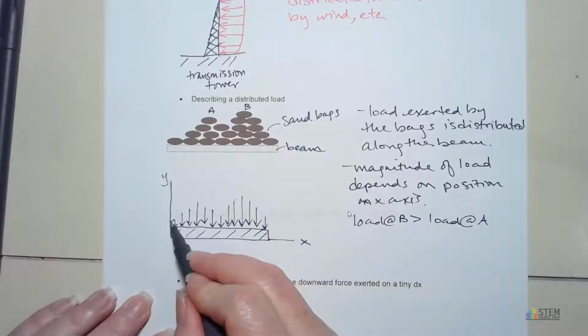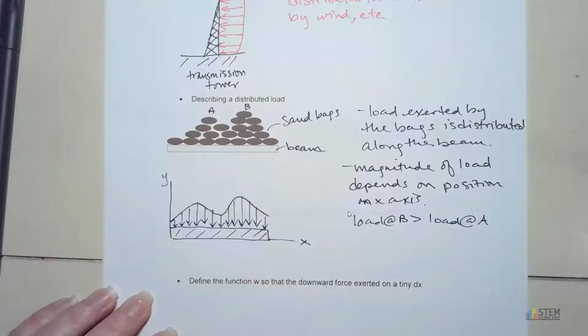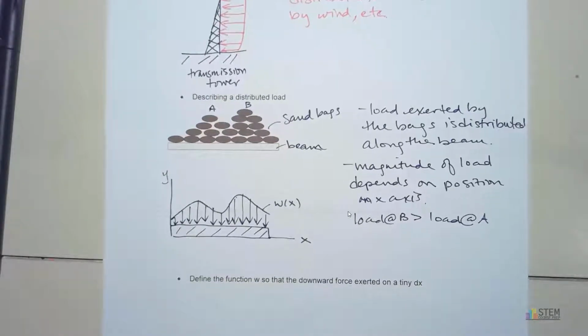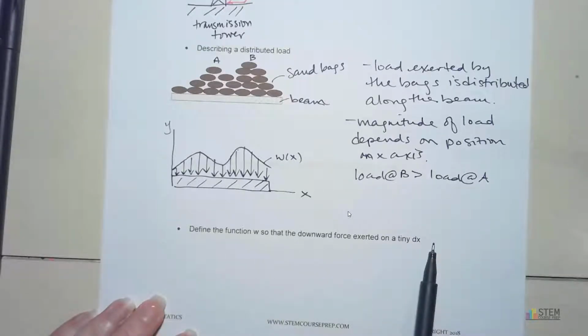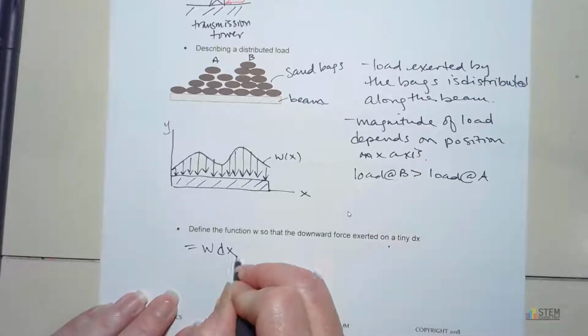Now, if you connect all these at the top, like that, then we're going to call this right here W of X. Okay. So basically this W of X is going to describe the loading. All right, so you'll see right here it says define the function W so that the downward force exerted on a tiny dx equals W times dx.